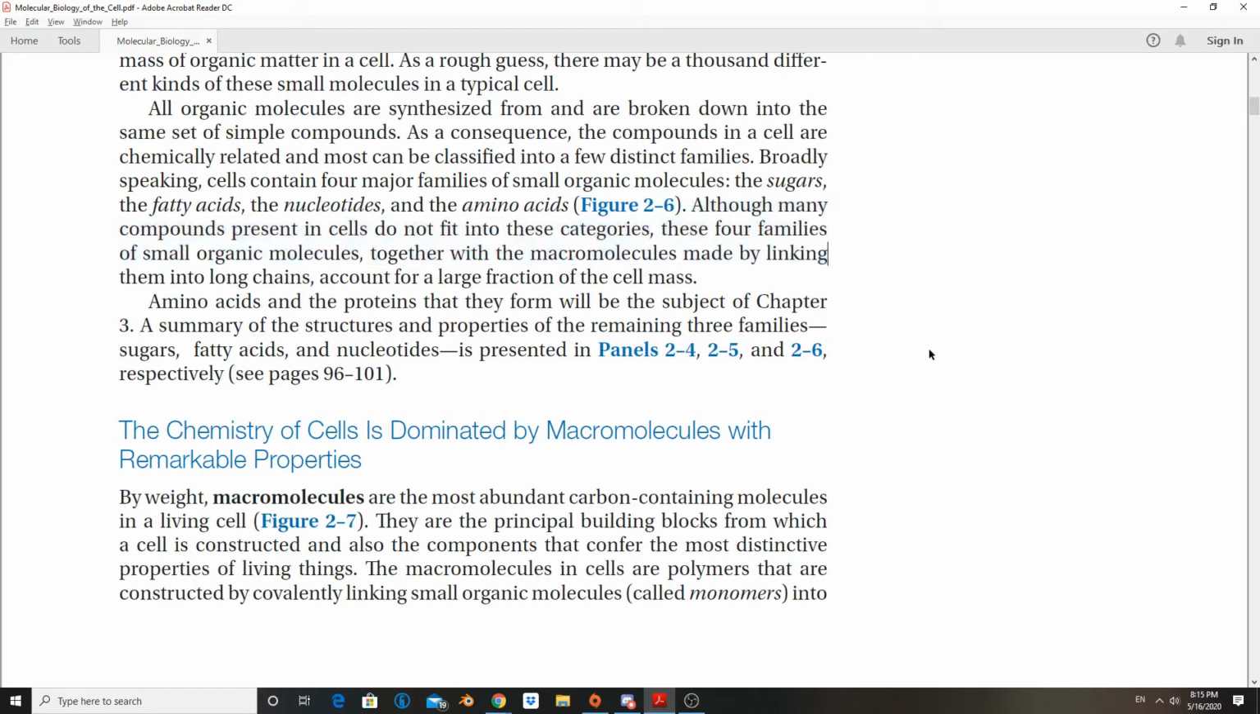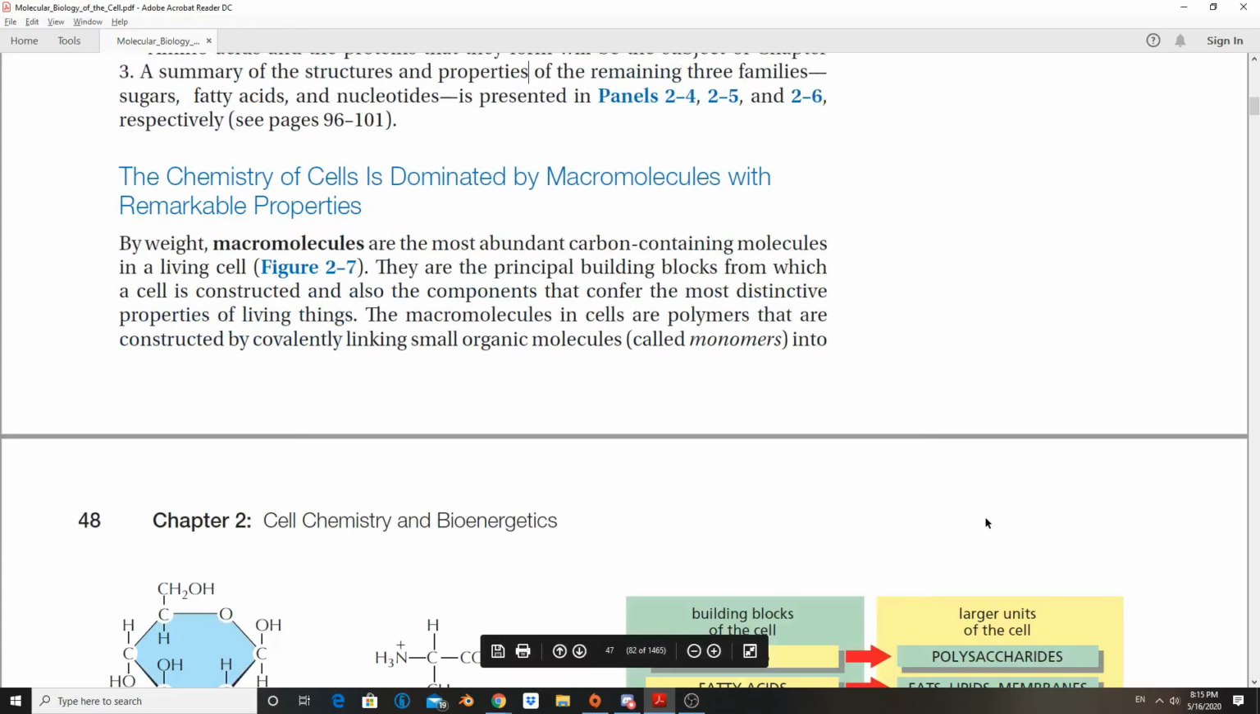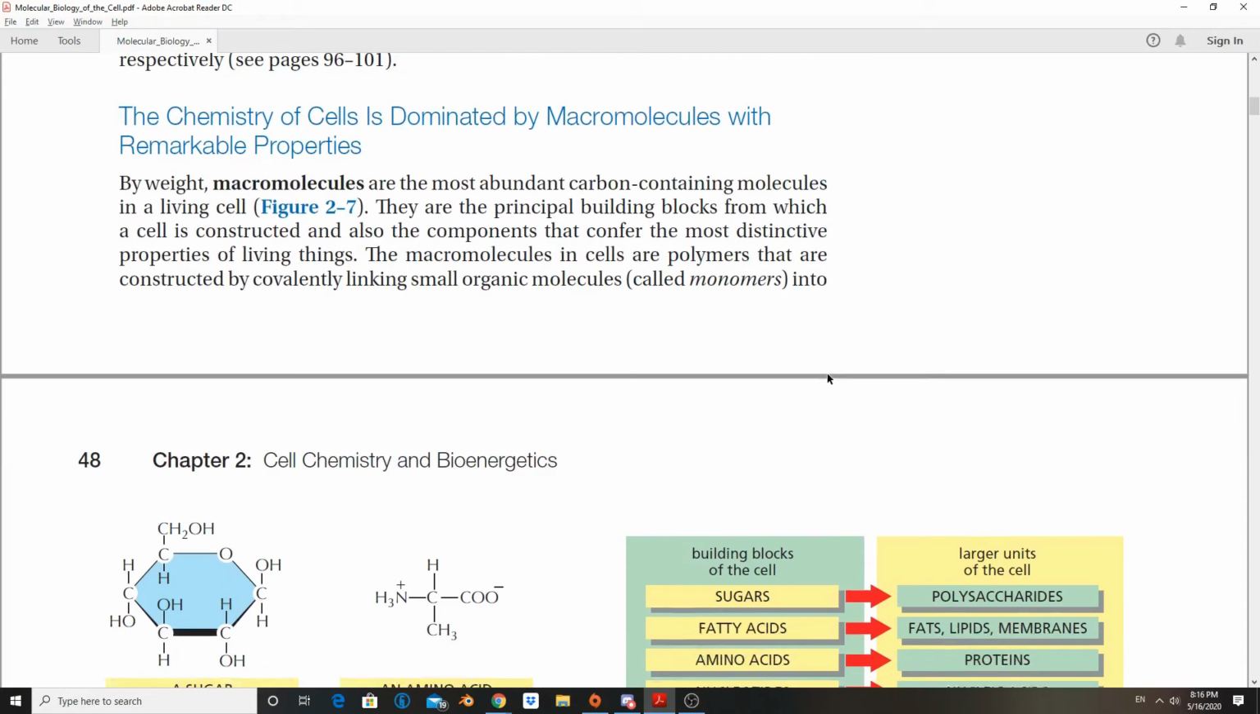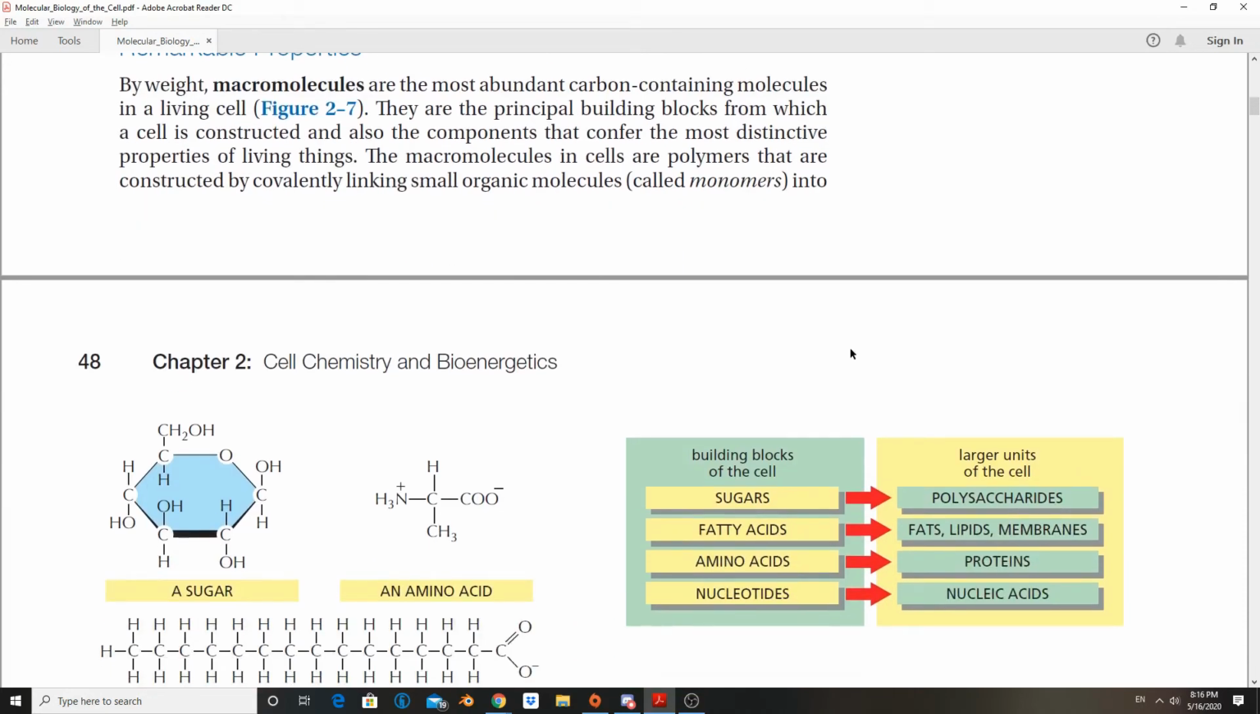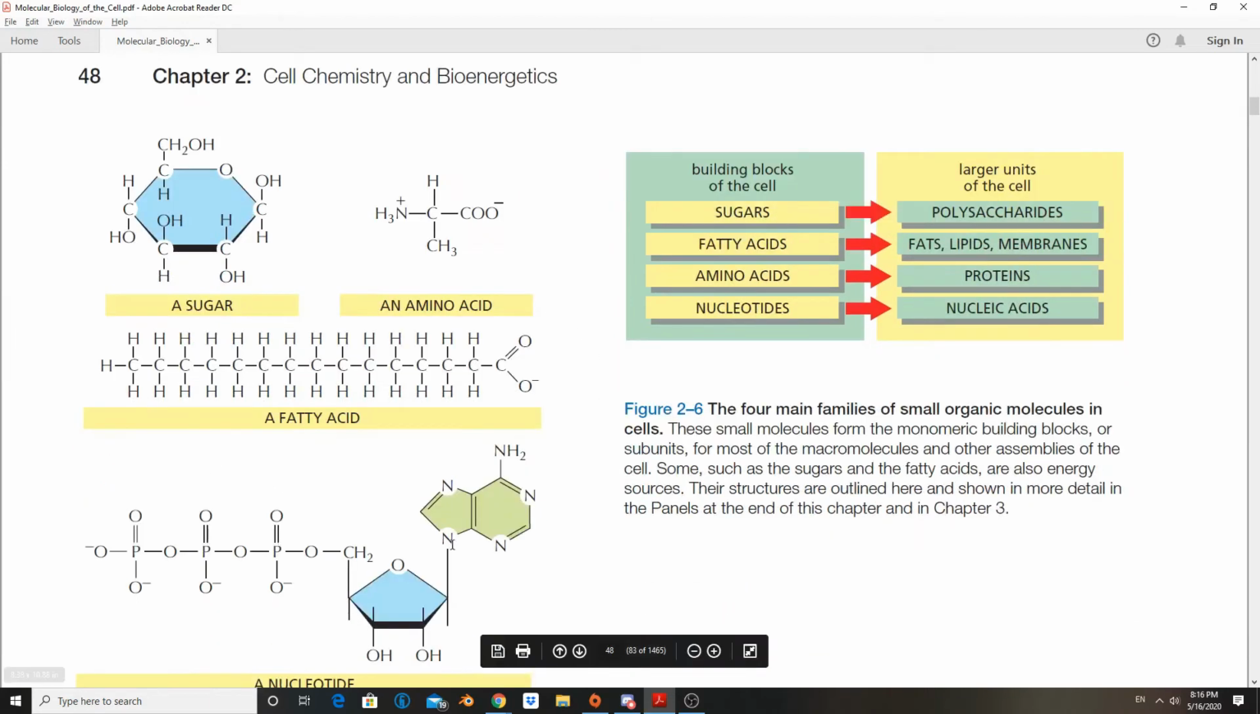So these four families of small organic molecules account for a huge amount of the cell mass. Amino acids and proteins are especially amazing, and I'll cover that in a next video. Macromolecules are probably the most abundant carbon-containing molecules in a living cell. They are the building blocks that make up the cell and are also the components that confer the most distinctive properties of living things. Macromolecules in cells are polymers that are constructed by linking the small organic molecules into a bigger thing.